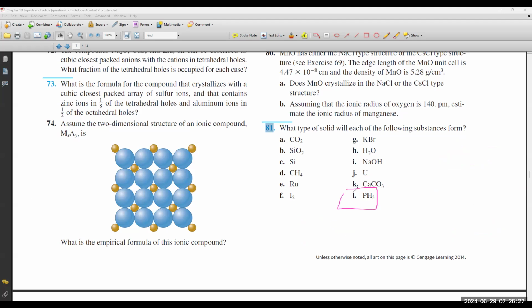Last, pH 3. That's the perfect answer. pH 3 is a molecule with 3 hydrogens like this, and it has a lone pair. It is not a symmetrical molecule, so that's why it is polar in nature. Yes, very good. That's one type of question.